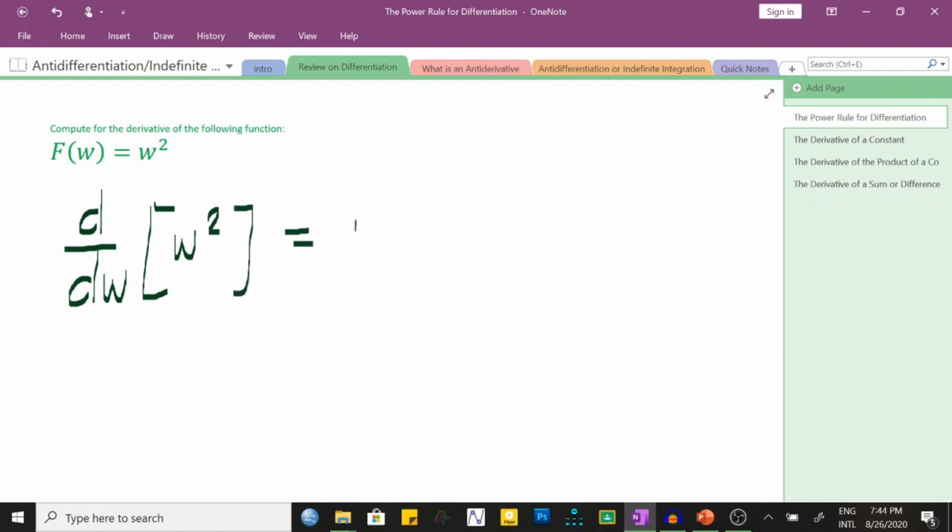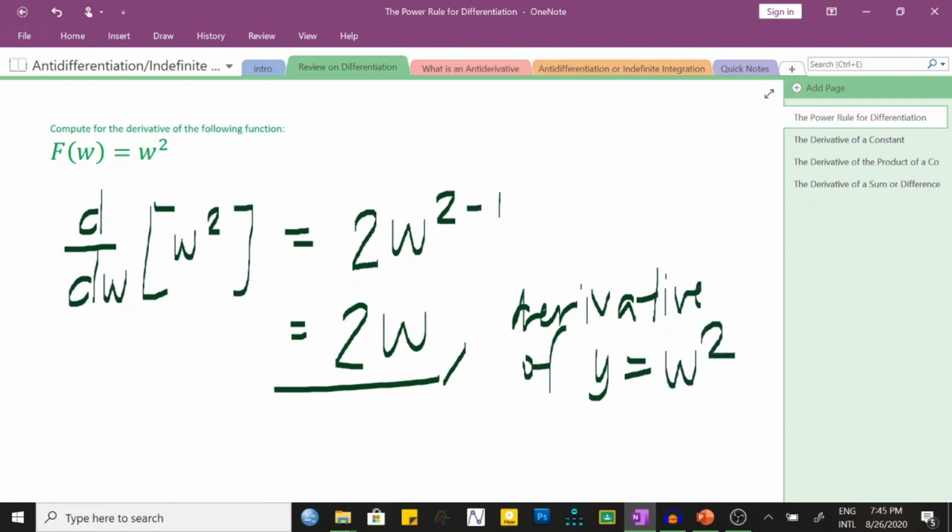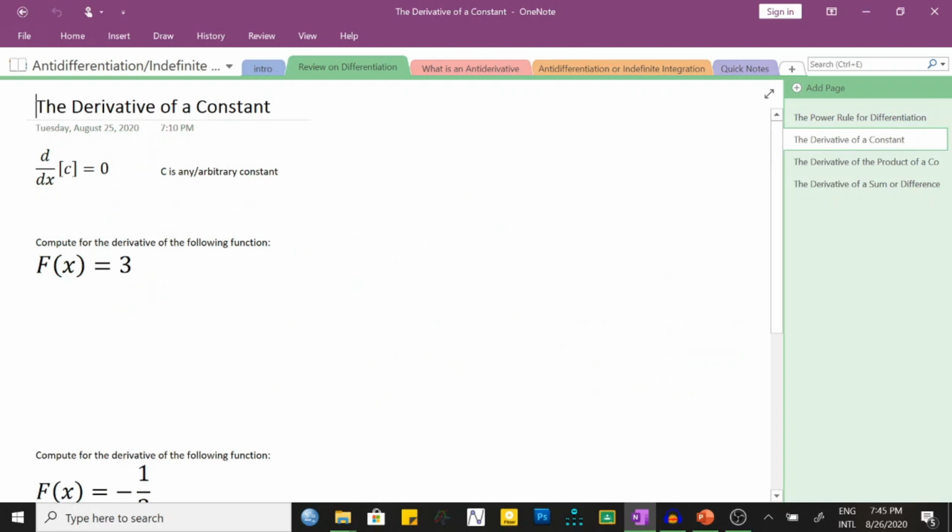By the power rule, we bring down the exponent or the power, that is 2w, and then we less 1 from that exponent. So that's 2 minus 1. The final answer would be 2w. This is the derivative of y equal to w squared. Let's have another rule. So that is your power rule. Let us proceed to another rule, that is the derivative of a constant.